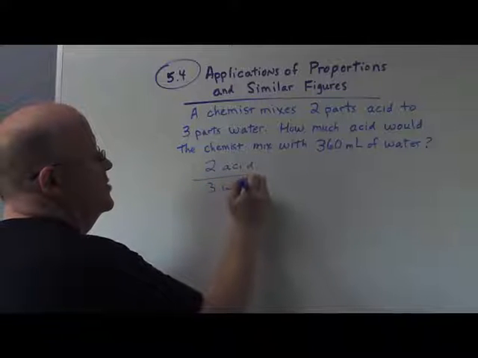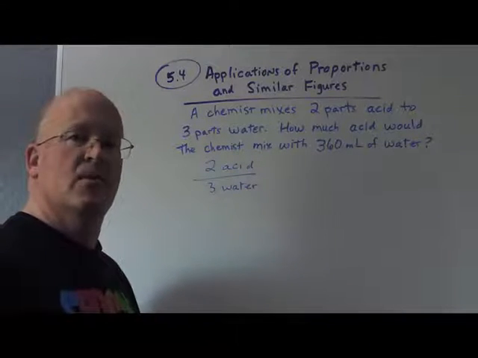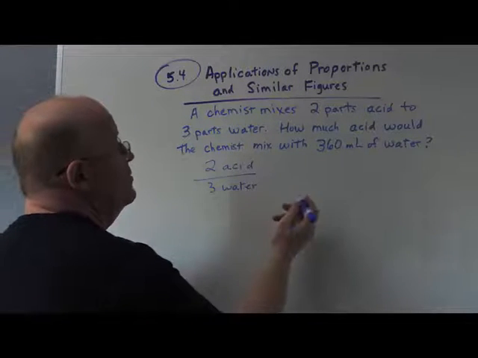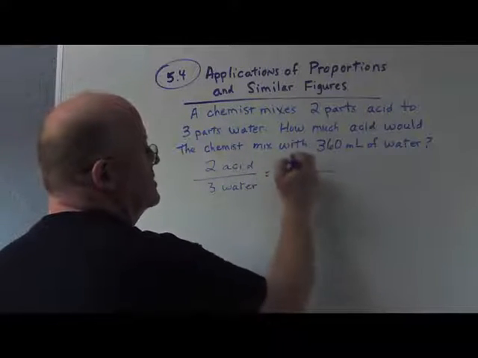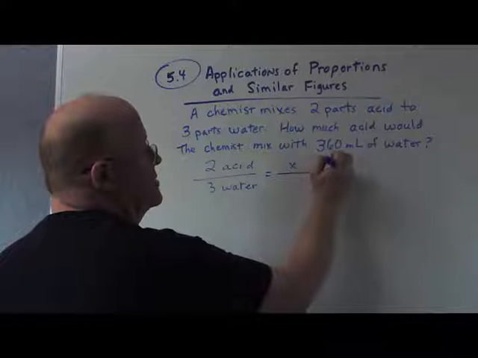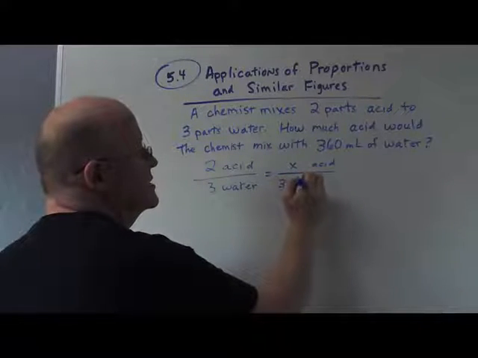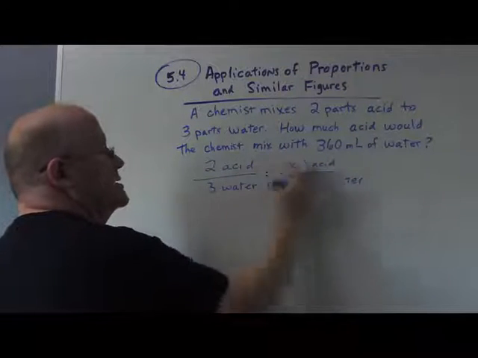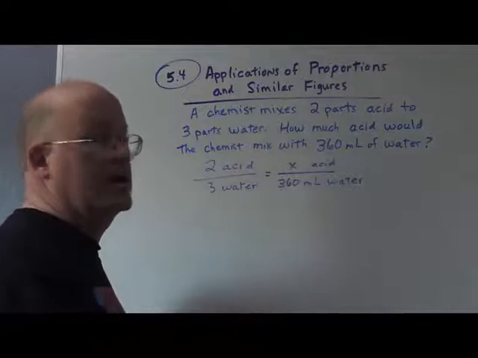I don't really have units there, but I need some form of label that will help me to set up this proportion. How much acid? Well, that's going to be X acid is going along with 360 milliliters of water. Notice how the units acid and water are lined up.